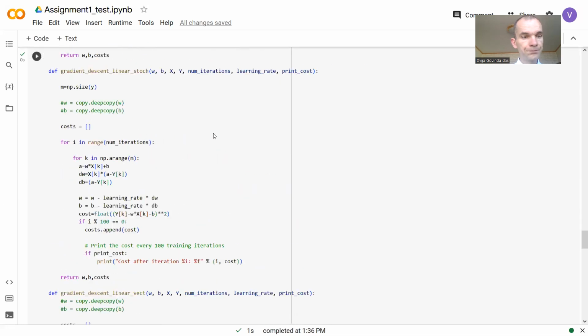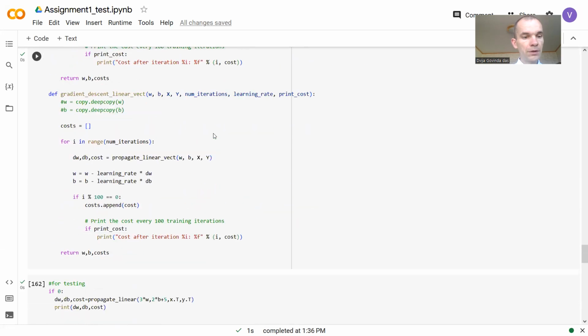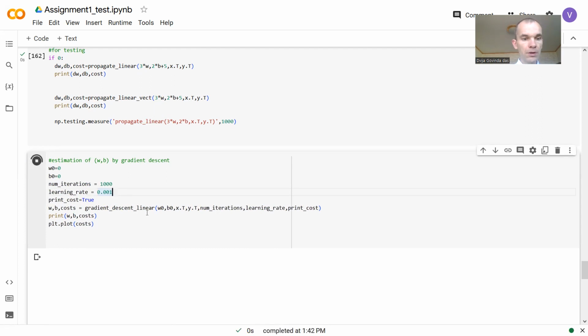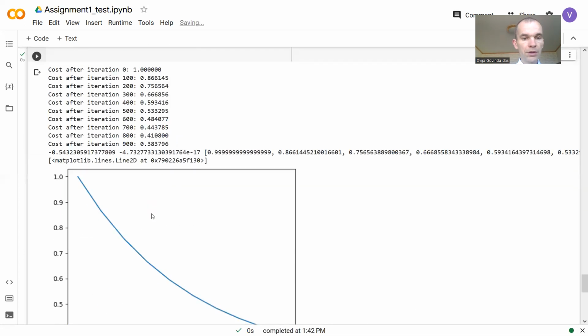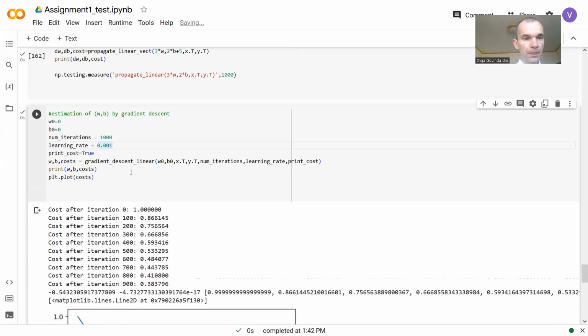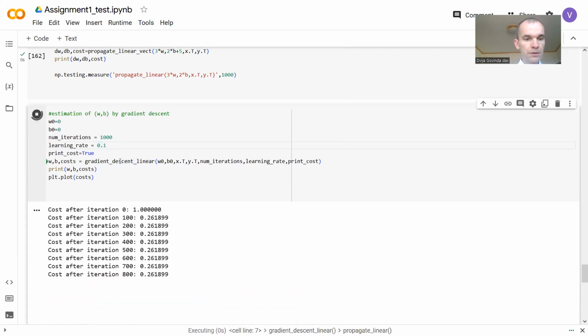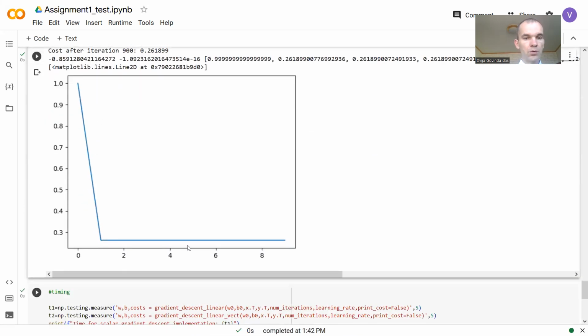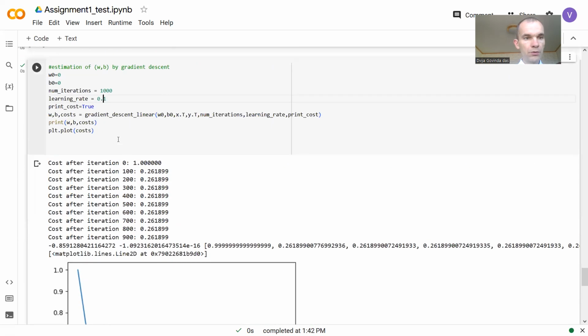I can show you what happens if we select an unnecessarily high value of learning rate. I will run the gradient descent now with a low learning rate. Yes, the cost decreases very slowly. Now I will take a higher value, 0.1. So it converges quite quickly. Yes, we have a stable value of the cost function, its minimum value.